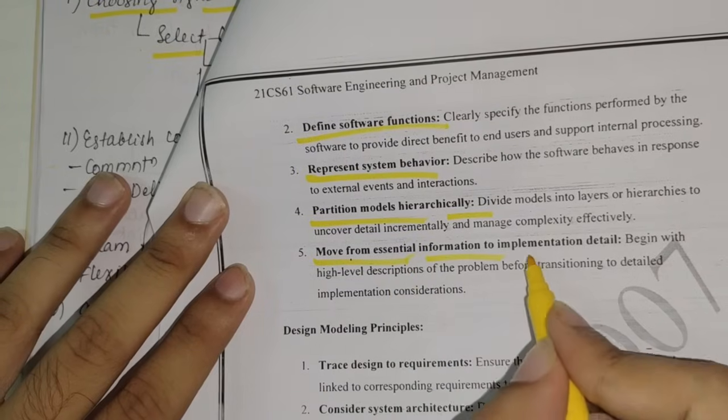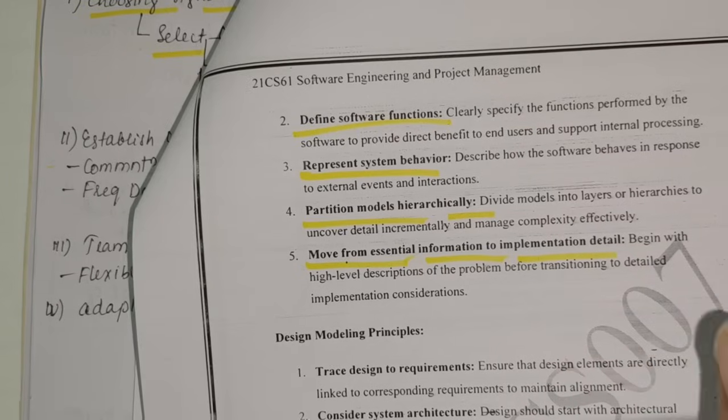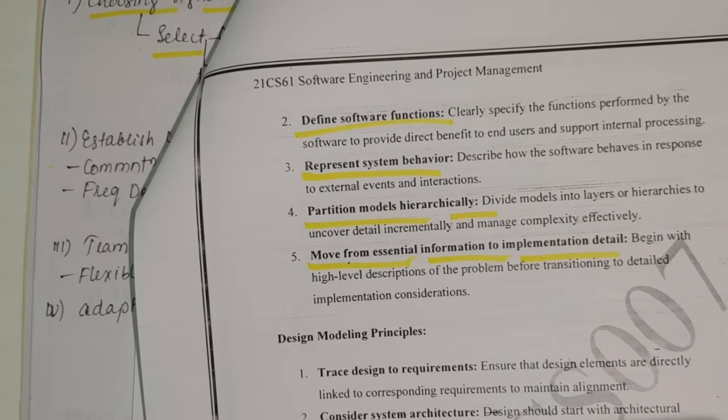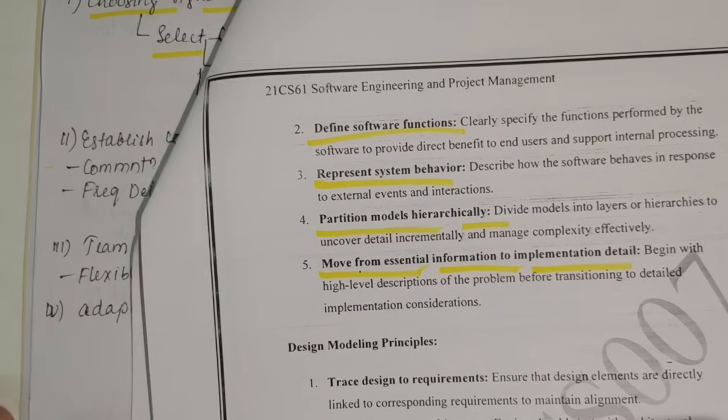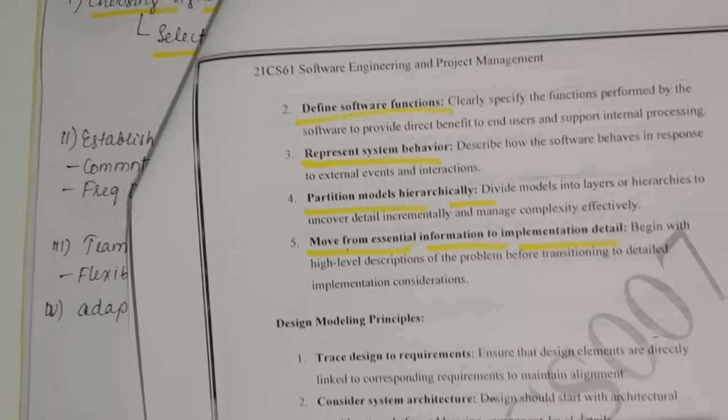Then move from essential information to implementation details. Essential information, like if our project is meeting the required requirements or not, we should start from there to implementation details. Implementation details could be what algorithm we have used, what are the data structures, and all of that.